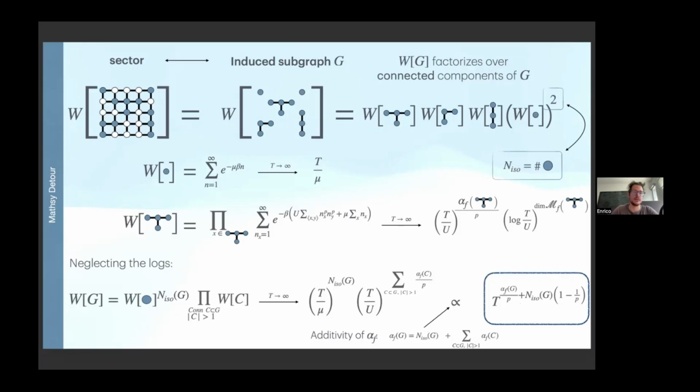So we're done, because I had given a sector. I computed for you how it scales with temperature. And you see, it's a little bit tricky because we need to show that this exponent is maximized for the MIS.